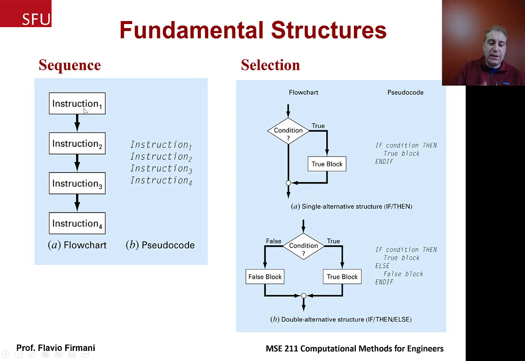So in a sequence, as I mentioned, it's just going to be a number of instructions that you're going to provide, and the code is just going to read them line by line. In a selection, you're going to have a condition. So you start with your instructions, and once you reach that condition, if it's true, then it's going to do something. If it's not, then it's going to do something else. So it can either continue or perhaps do another type of instruction.